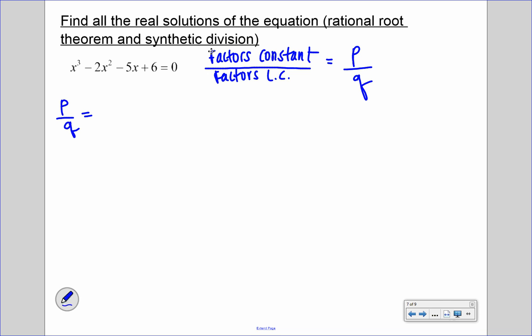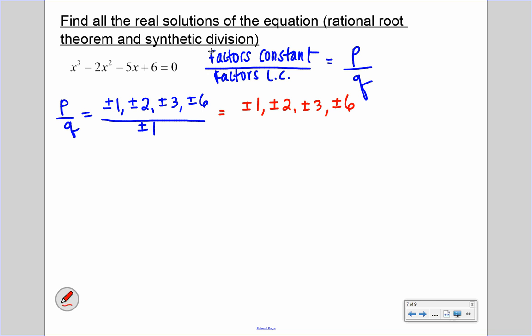And our factors of the constant, so factors of 6, is going to be plus or minus 1, plus or minus 2, plus or minus 3, and plus or minus 6. Factors of our leading coefficient is 1, so it's plus or minus 1. So if we simplify that, our possible zeros are plus or minus 1, 2, 3, 6. They are possible solutions, and to figure out if they're solutions, we can try one using synthetic division.